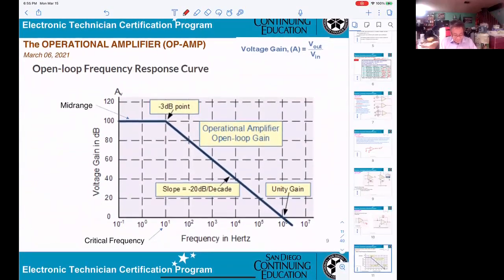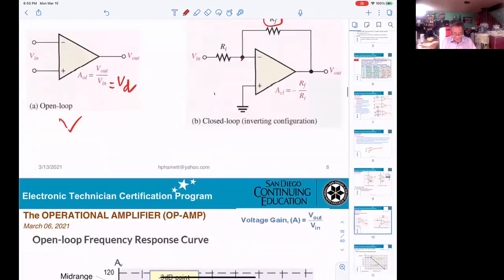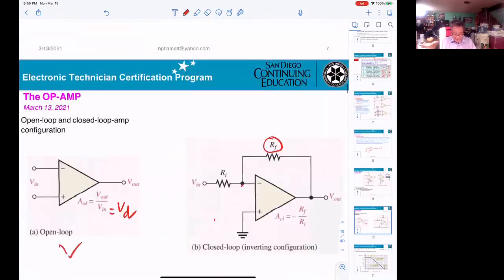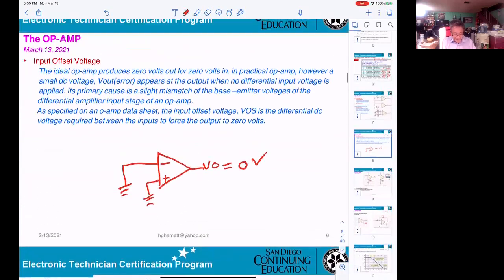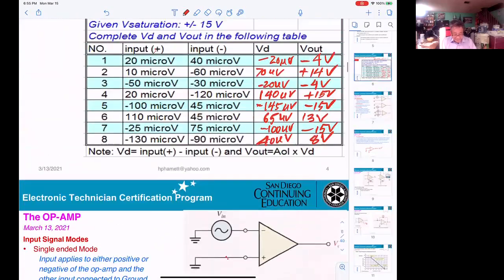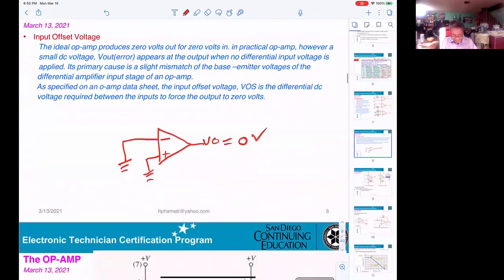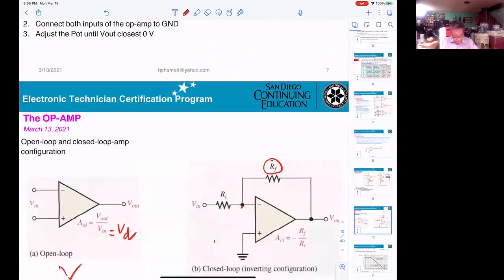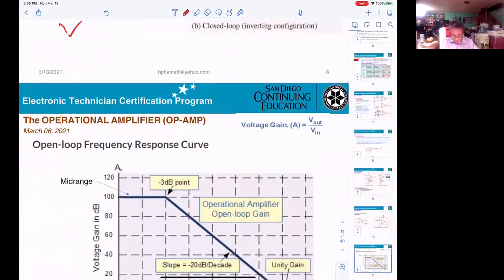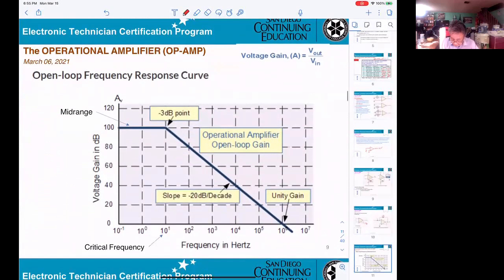Now, try to understand this thing. Open loop frequency response curve. Okay, let's see, page number 9 here.